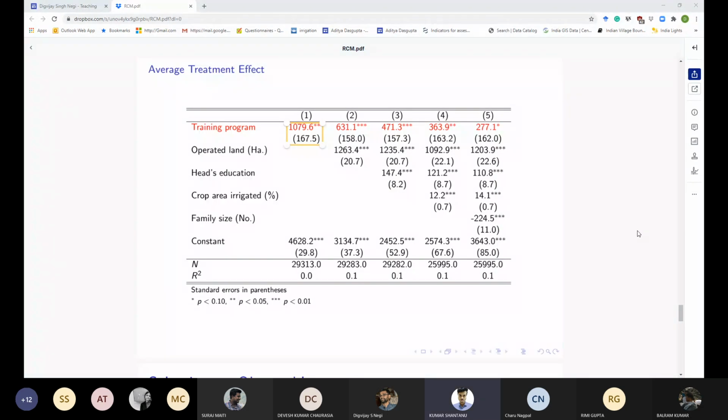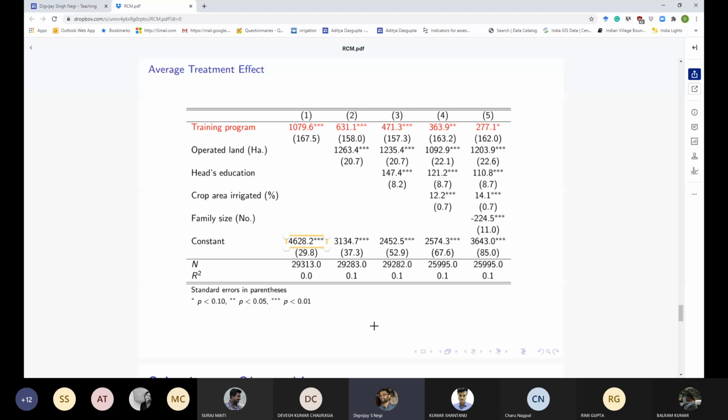The average difference in productivity of people who attended training and who did not attend training is 1079.6, with a standard error of 167. Right. And what is this term? This is the productivity of people who did not attend the training program. Exactly. So what it's saying is that on average, people who didn't attend the training program, their agricultural income per capita is rupees 4,628. Right.